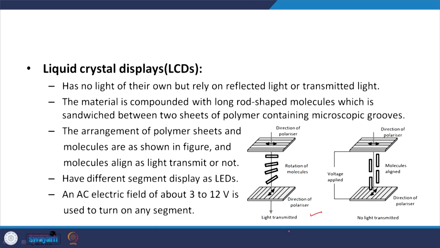They have different segment displays as the LEDs, and an AC electric field of about 3 to 12 volt is used to turn on any segment. Here you can see the direction of polarized light and the direction of the polarizer, so light is getting transmitted over here. And when the voltage is applied, these molecules get aligned and you do not get the light transmitted. Now, let us look at the data acquisition system.